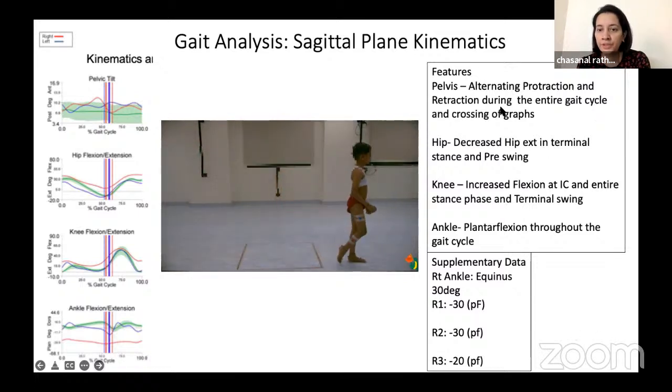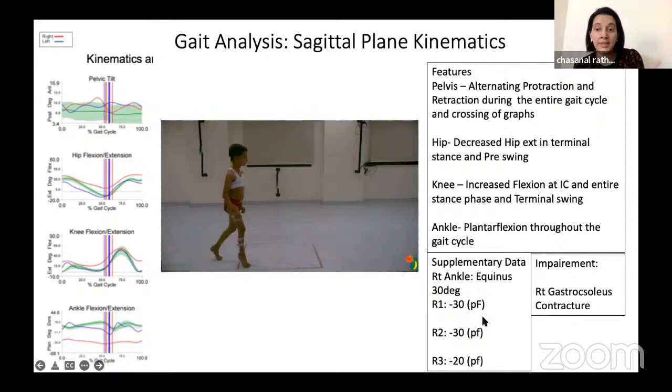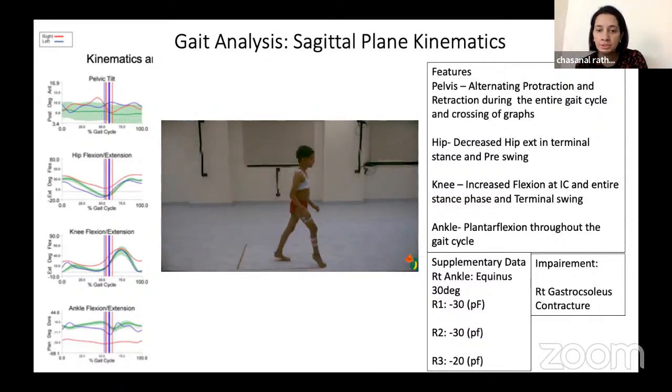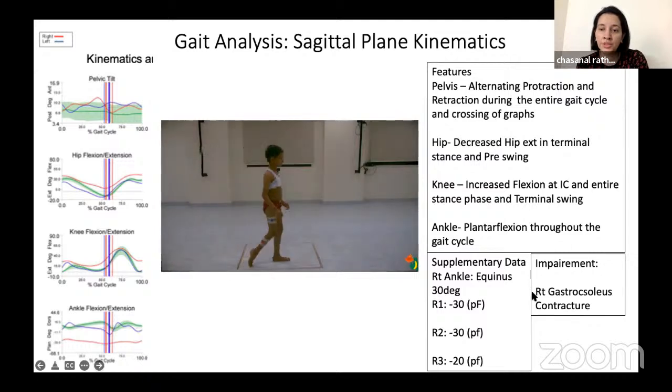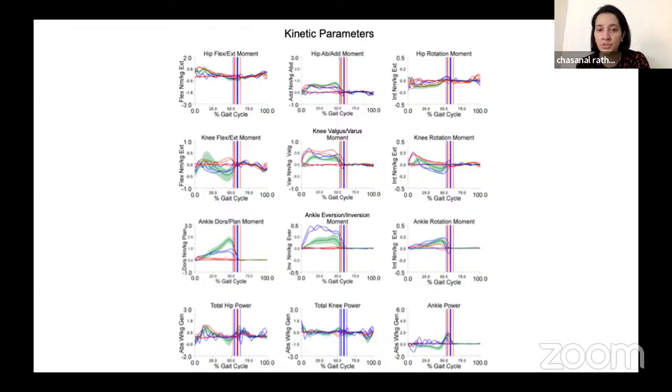So these are the features, and we correlate them with whatever clinical findings we have got. From this, I would suggest that there is probably just a right gastrosoleus contracture. The hamstring is good, and the R1, R2 of the hamstring was also good. So we probably just focus on the gastro and do a simple gastrosoleus recession in this child.